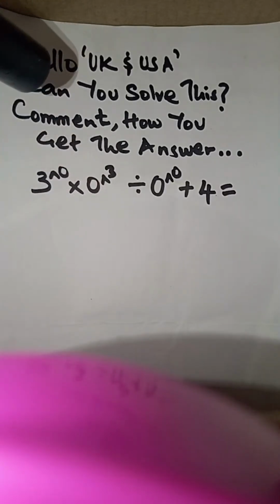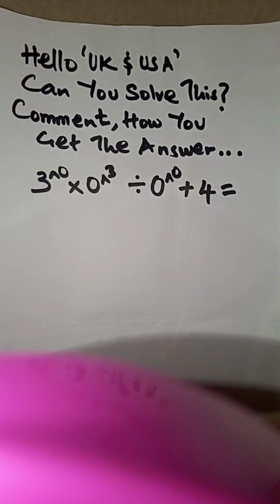So we are told to solve for 3 raised to power 0, and then add 0 raised to power 3, divide by 0 raised to power 0, then plus 4. What do you think is the possible answer? Can you tackle this? What is the possible answer for this BODMAS challenge?